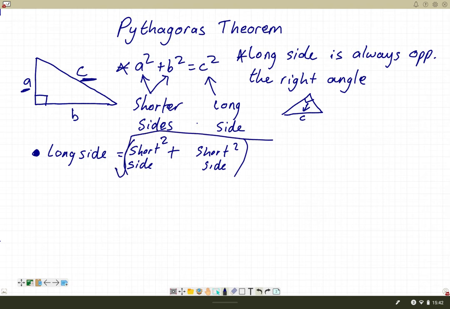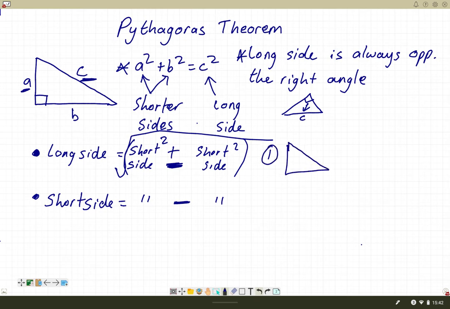And for a short side, I do the same thing, but instead of adding, I subtract. Let me give you an example. Let's say I've got this question over here, 4, 8, and I'm trying to find this.